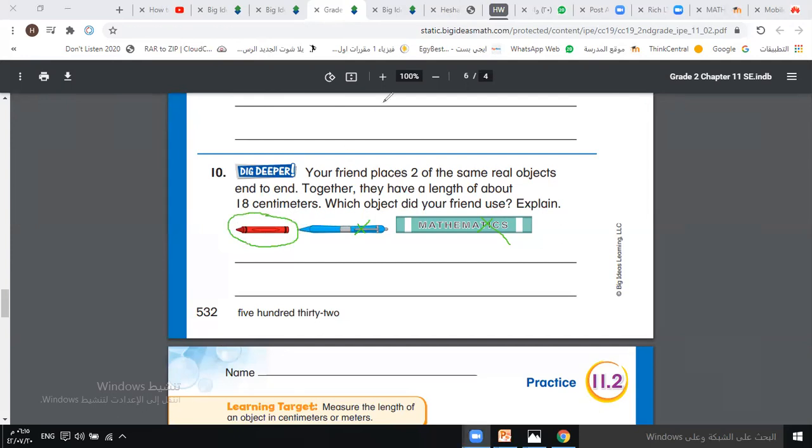Now, my dear students, the end of our today's session. I wish all of you understand this lesson. I wish all of you grade 2 can get the difference between centimeters and meters. I wish all of you can get what's the difference between the centimeter ruler and the meter stick.